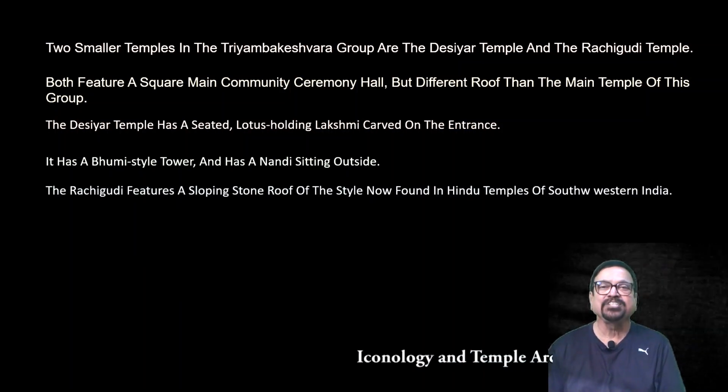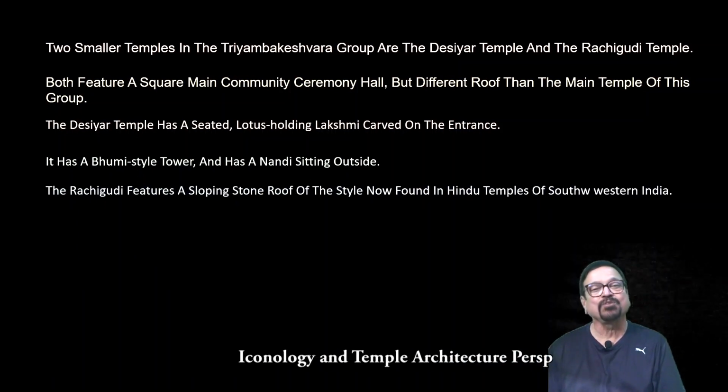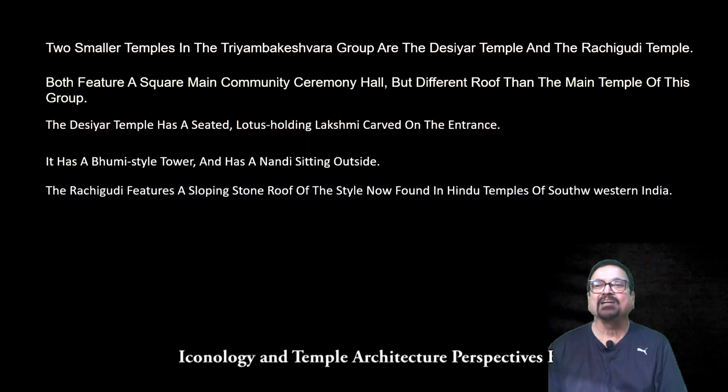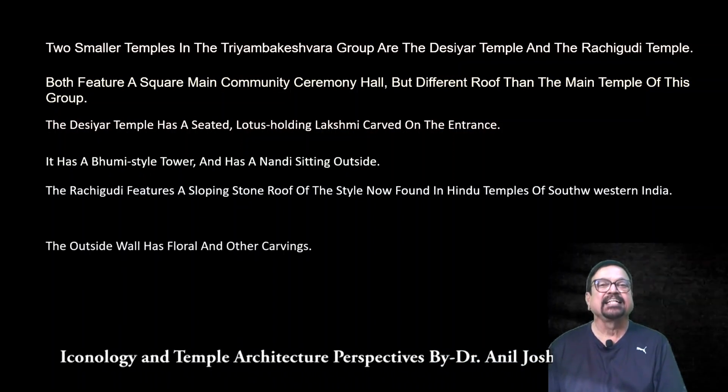The Rachigudi feature is a sloping stone roof, which we are seeing in a lot of temples of Aiholi, in the style found in the Hindu temples of southwestern India.